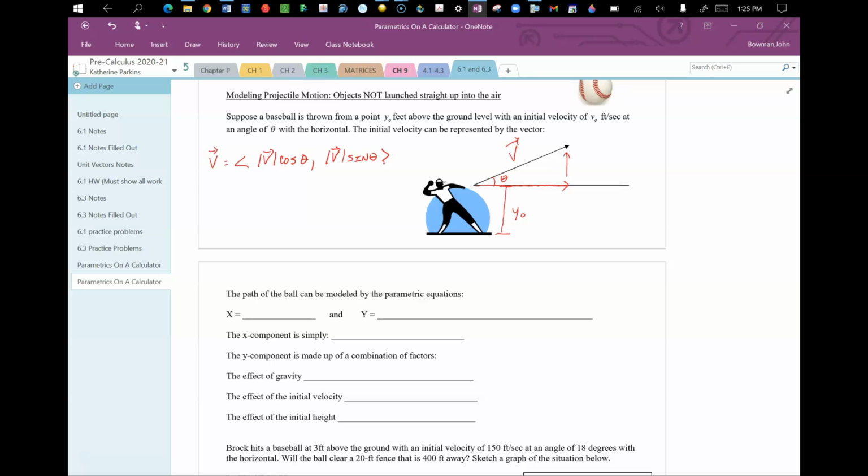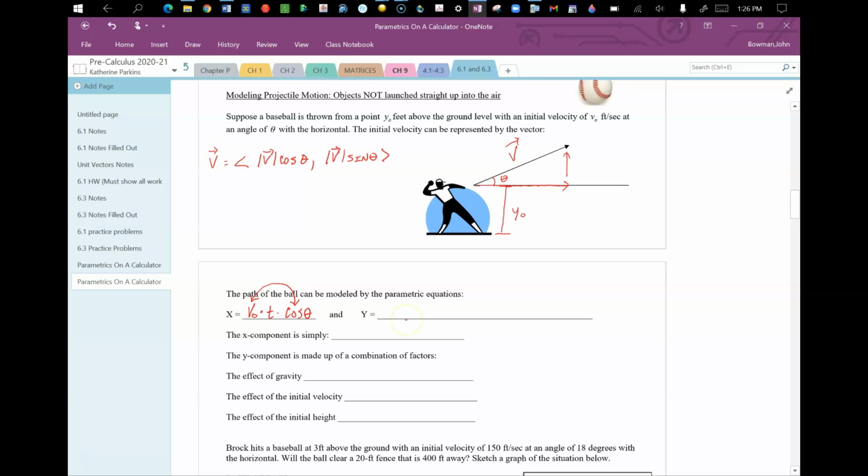So x, the horizontal position of the ball, is going to be found by taking v0, the initial velocity, which is the magnitude of the velocity, times the cosine of the angle times time. We're not going to write them in exactly that order. We're going to write it in this order: v0 times t times the cosine of the angle. And basically the first and the last part of that are the horizontal component of velocity. And then we multiply by time.